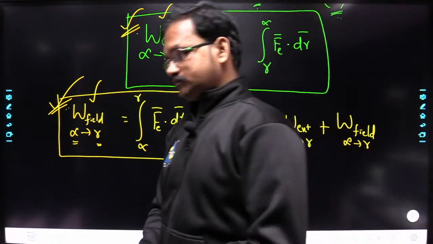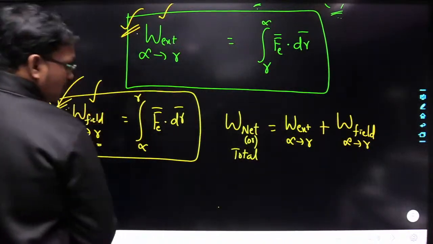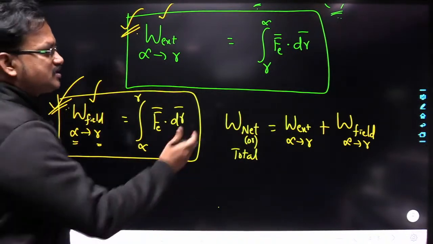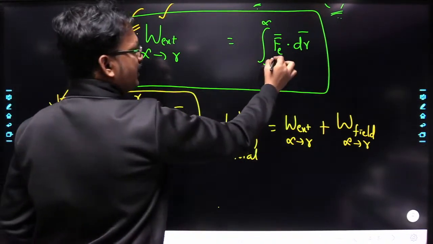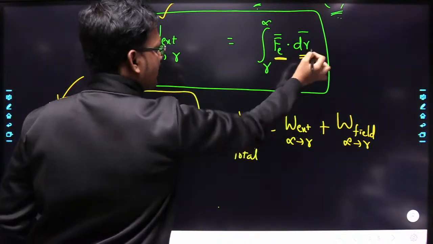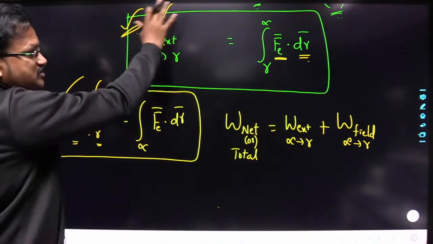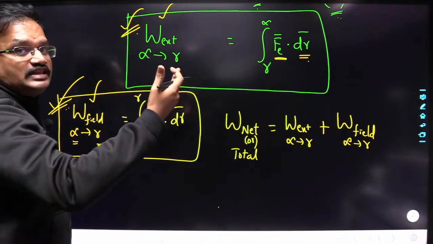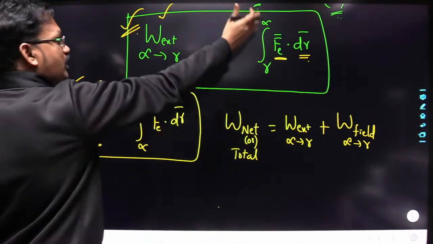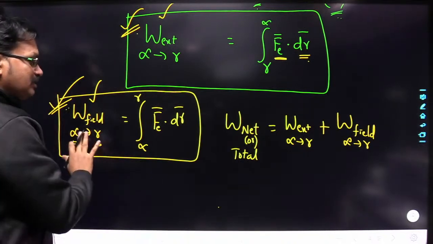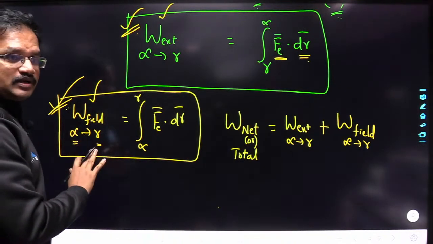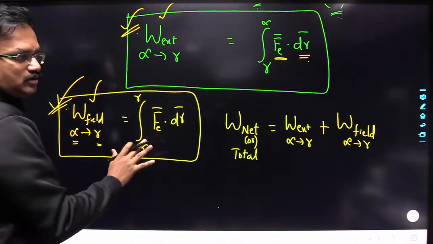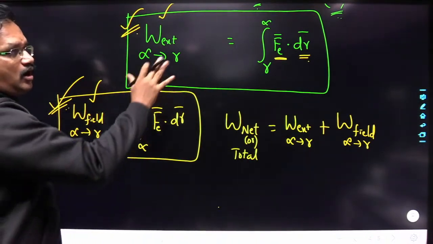So tell me here, what are you going to get if you add these two? See, this is the integral from R to infinity of F_E dot dr. Actually this is the work done by the external agent, so we have replaced F external with minus F_E, and we have written it in this manner. And this is the work done by the field force. If you add up this one and this one, you are going to get the net work done or total work done.